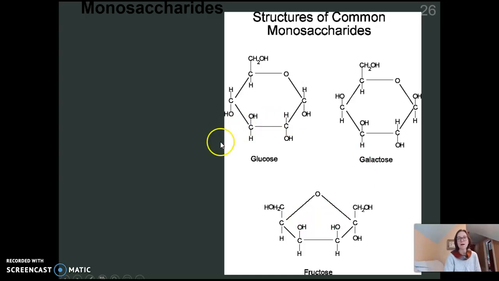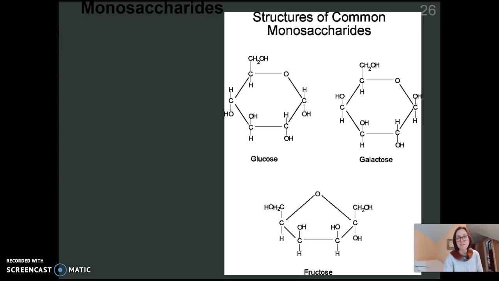This is what a common monosaccharide looks like. These three pictures show rings of carbons, hydrogens, and oxygens. Okay, glucose, galactose, and here's fructose. This one looks a little different because it has 5 carbons. 2, 3, 4, 5 here with an additional one sticking off. We call it a 5-carbon sugar or a pentose sugar. These are hexose sugars.